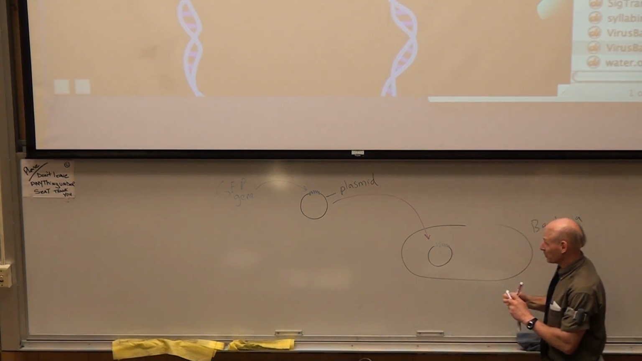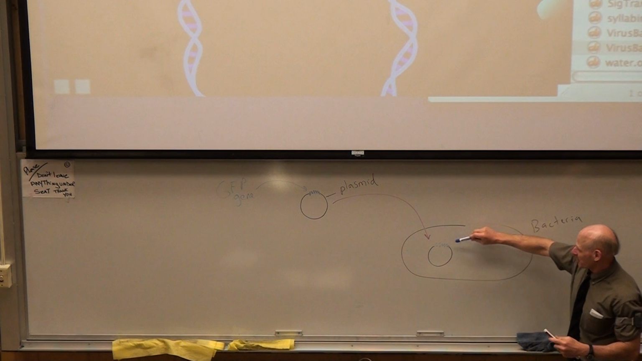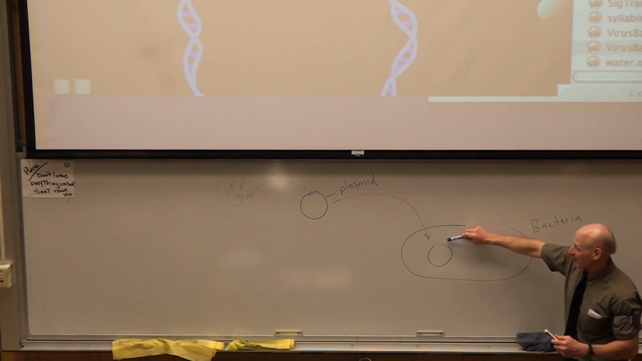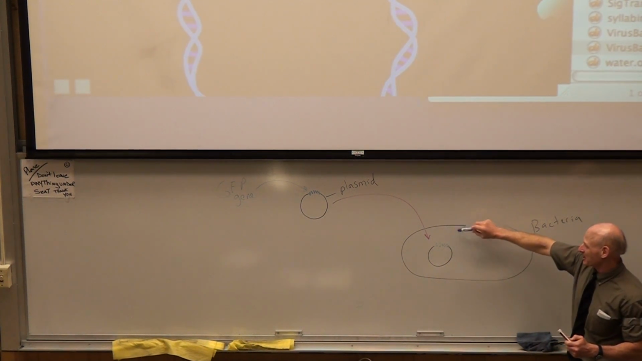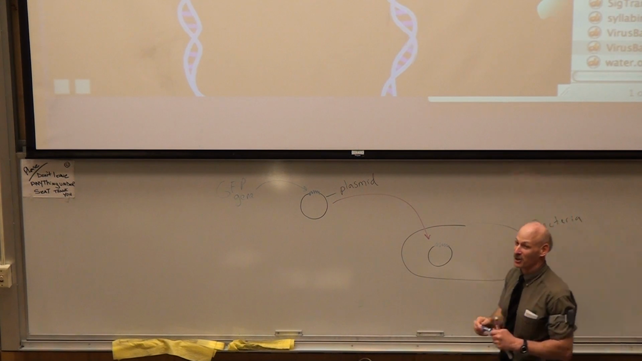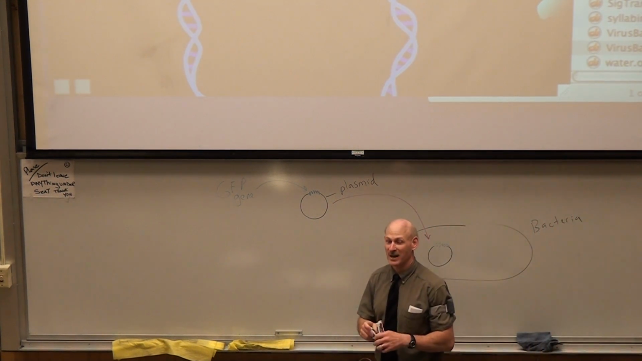And if we do it correctly, then the bacteria are going to start expressing this gene, and we're going to end up with green fluorescent bacteria, so to speak. They don't actually glow in the dark, but they will glow under ultraviolet light.